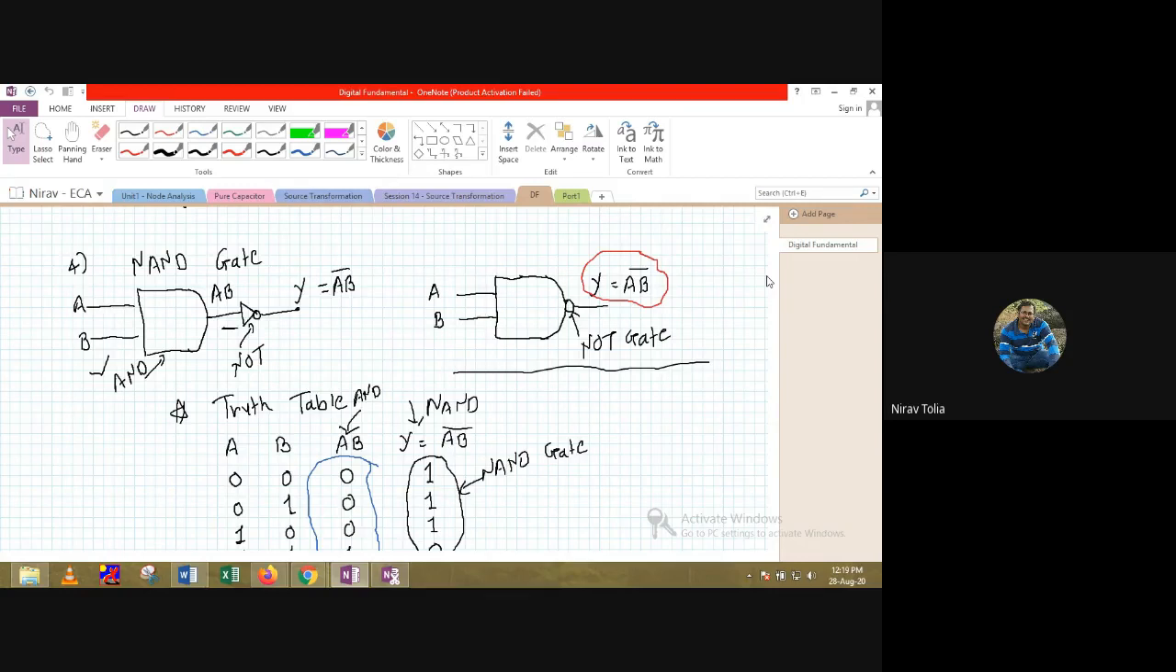For 0 0, it gives 1. For 0 1, it gives 1. For 1 0, it gives 1. For 1 1, it gives 0. And you can see the equation of the NAND gate: if we have two inputs A and B, then the equation of the NAND gate is Y equals (AB) bar. What does bar indicate? Bar indicates the complement sign.